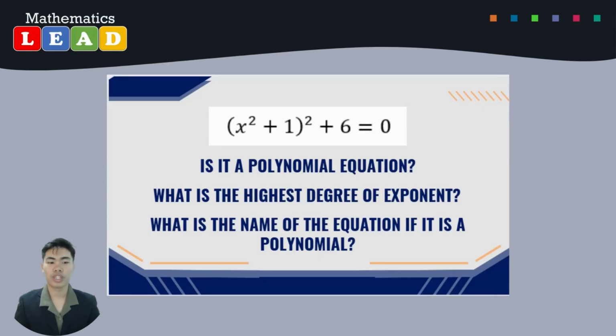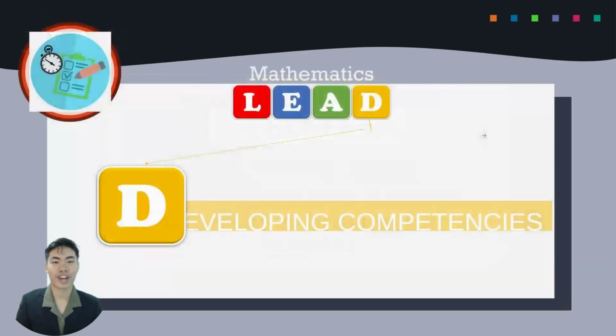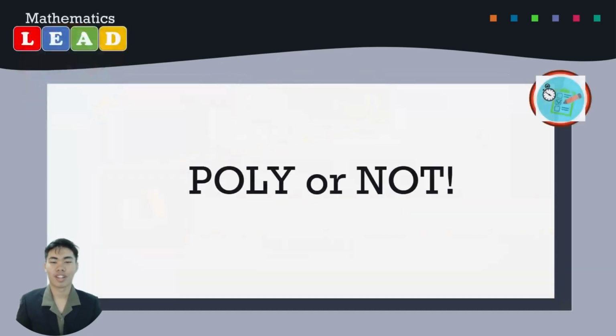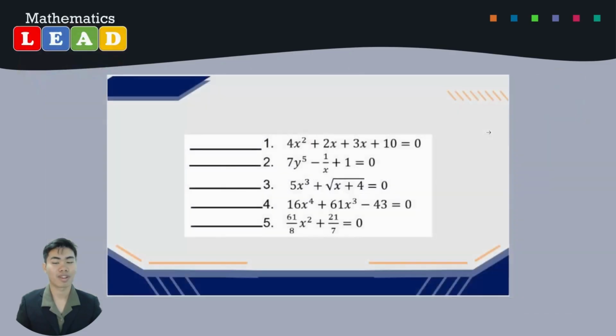To assess if you really understood our lesson, it's time to test your knowledge. Are you ready, class? This activity is called polynomial or not. Determine if the following equations are polynomial or not. Write poly if the equation is polynomial, and if not, write not, and encircle the part that made it not a polynomial. Are my instructions clear? Now, let's begin. Pause this video so that you can have ample time to answer it. Now, let's find out the answers.